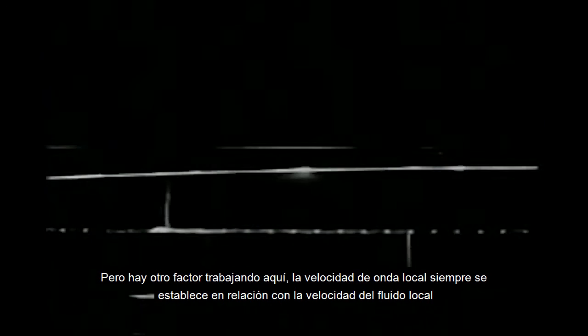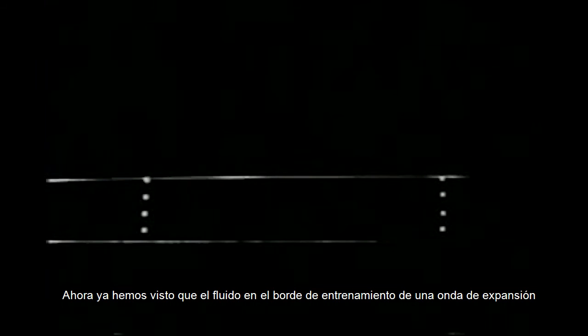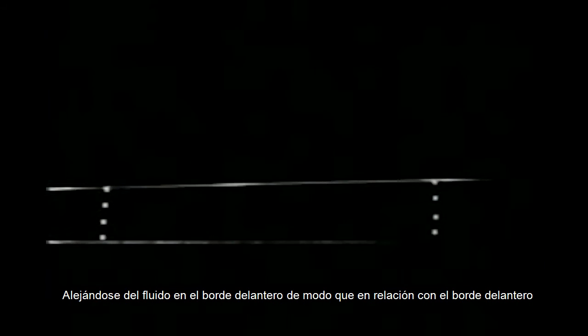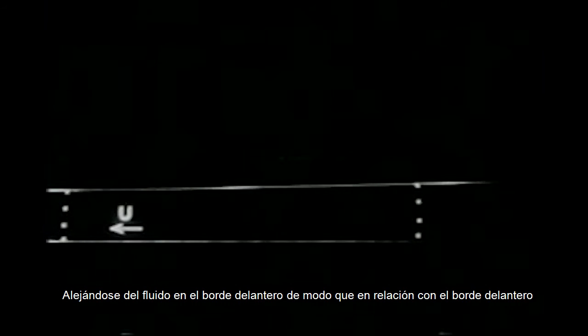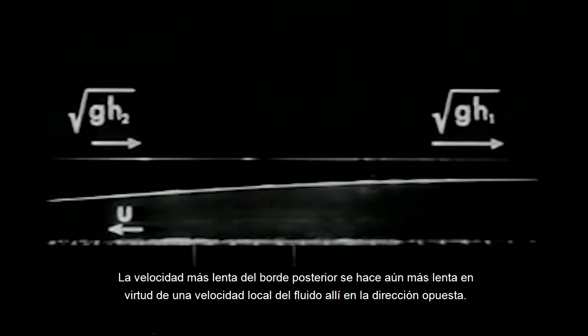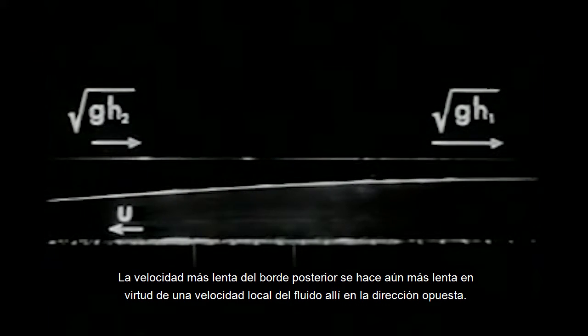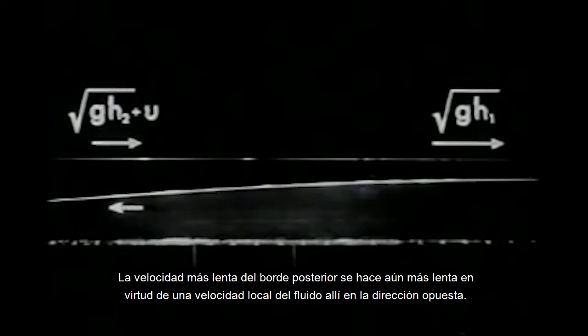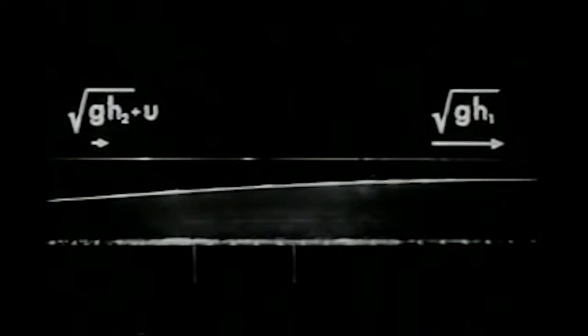But there is another factor at work here. The local wave velocity is always stated relative to the local fluid velocity. Now, we have already seen that the fluid at the trailing edge of an expansion wave is moving away from the fluid at the leading edge. So, relative to the leading edge, the slower speed of the trailing edge is rendered even slower by virtue of a local fluid velocity there in the opposite direction.